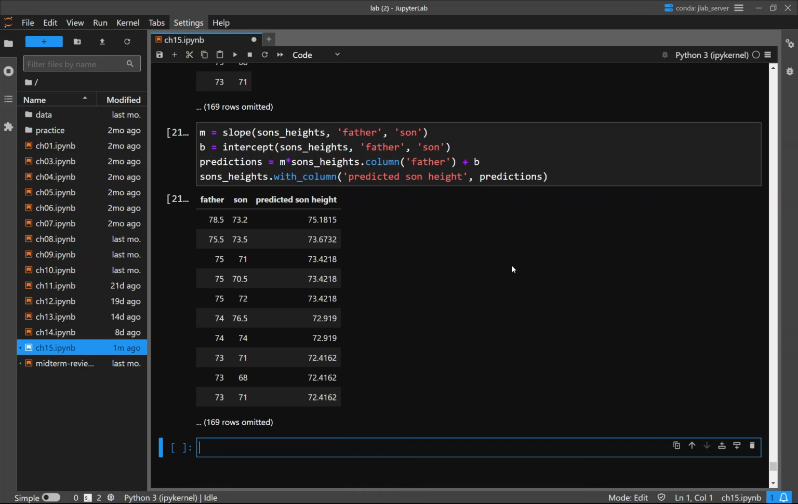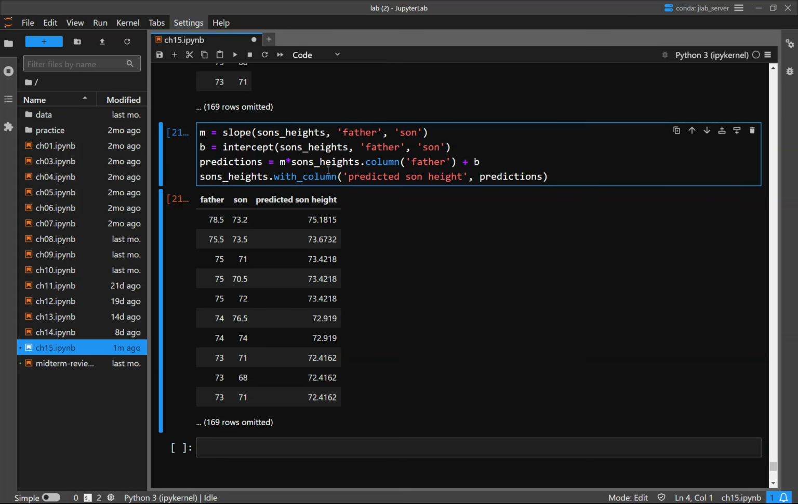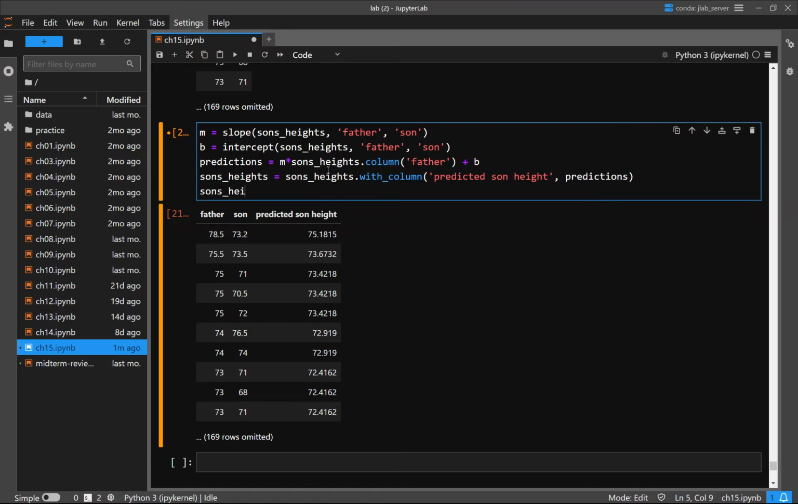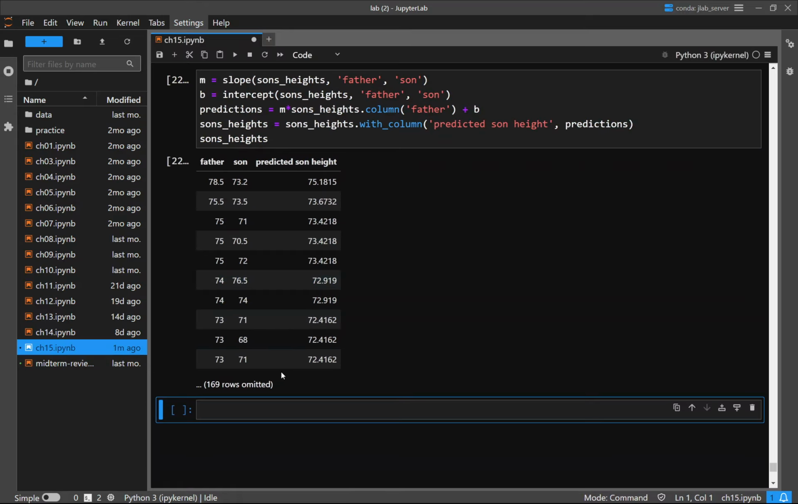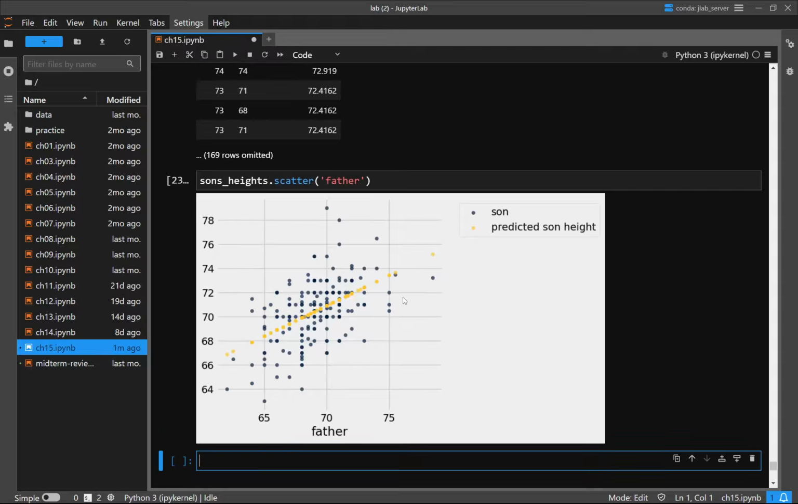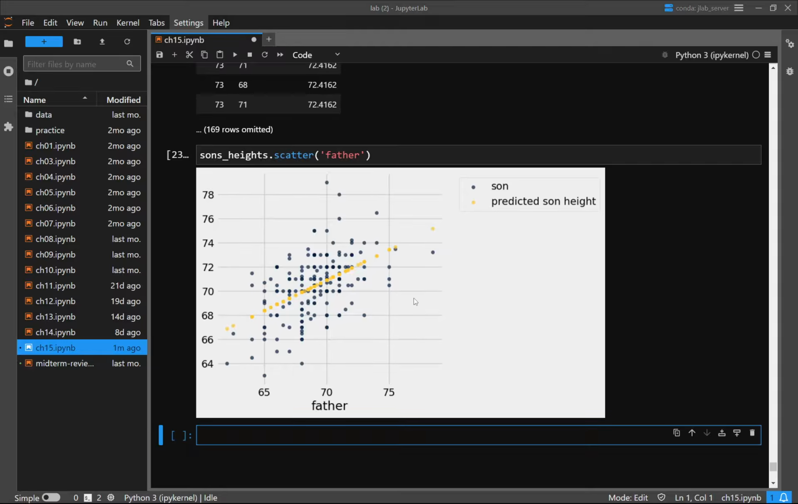Let's see if that's happening everywhere. Maybe I can call this, I don't know, I'll just call it sons_heights again. Put it back into the table itself. Cool. And so now I can do a scatter plot on sons_heights, scatter with father on the x and then everybody else on the y. And there is our manually created regression line. So yeah, that's the value.